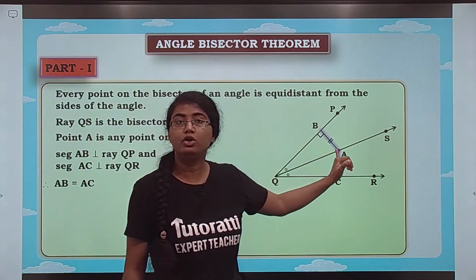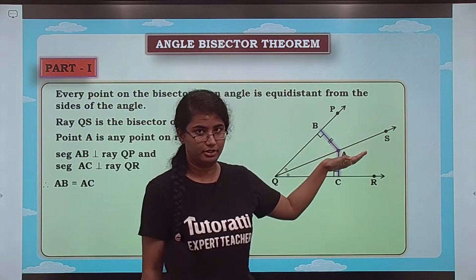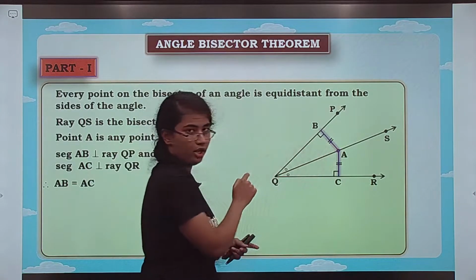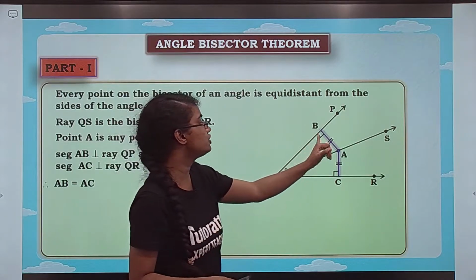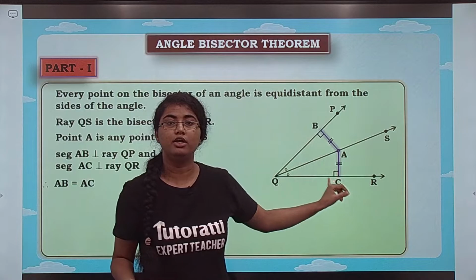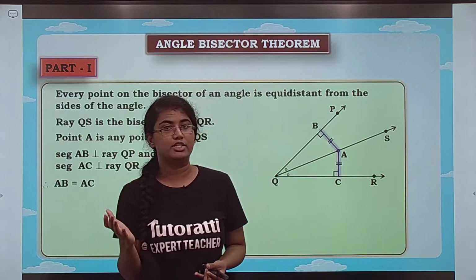कोई भी एक point लो, A say for example, on your angle bisector. If you draw perpendiculars from A to the sides of your angle, you will find that these two distances are equal. So this is what the angle bisector theorem says, okay.